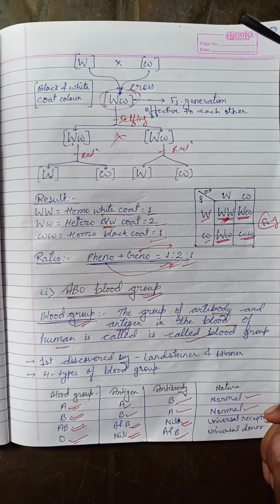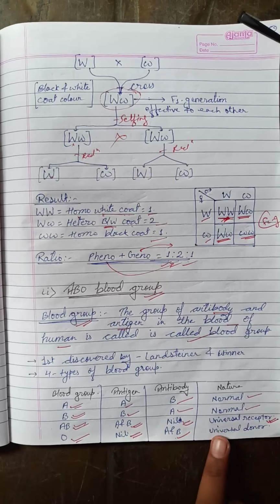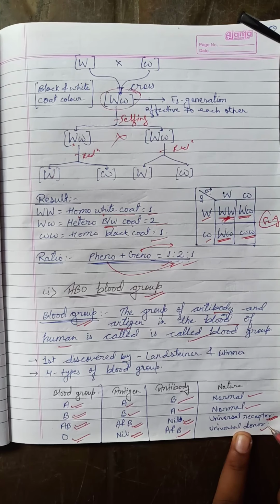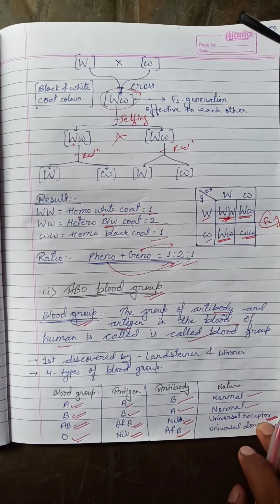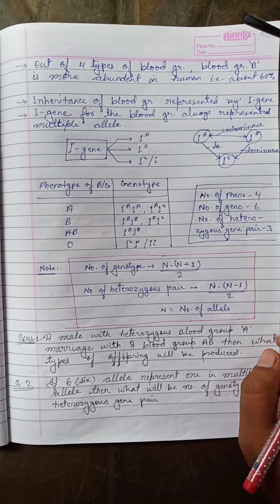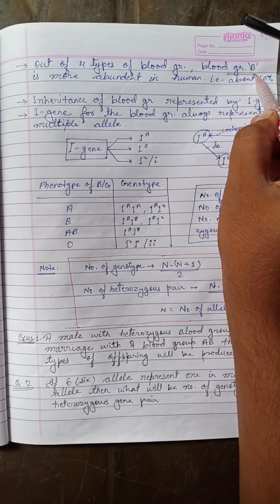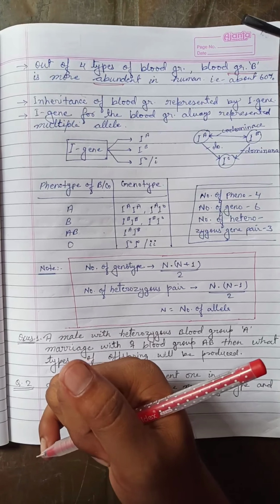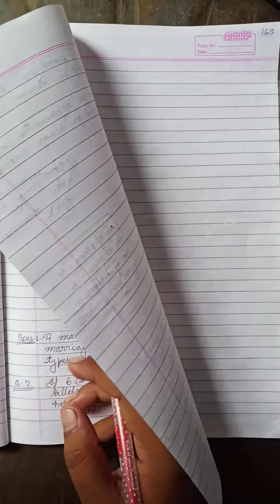Are you getting my point? Blood group O and blood group AB are the most important blood groups, because AB is the universal receptor, while blood group O is the universal donor, because blood group O has both antibody A and B present. Is it clear? Now look at here some important points related to the blood groups. Out of 4 blood groups, blood group B is more abundant in humans. That is, the blood group B type of human is mostly present, about 60% of humans.